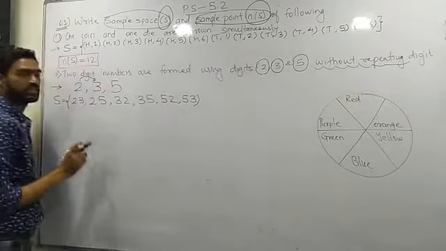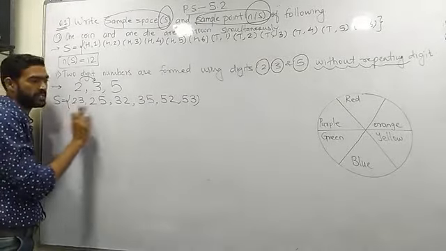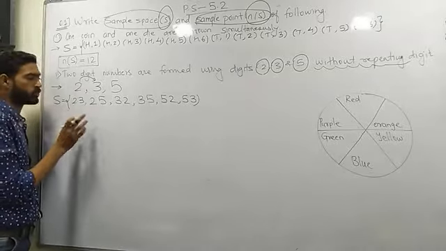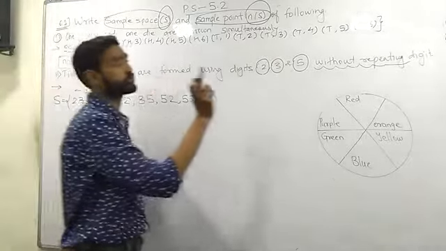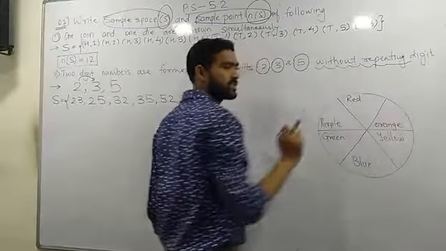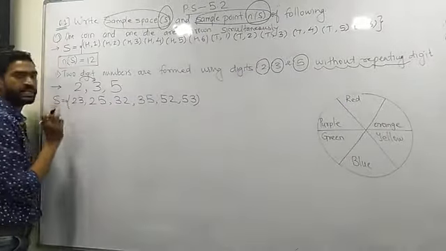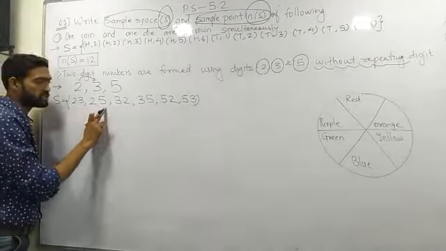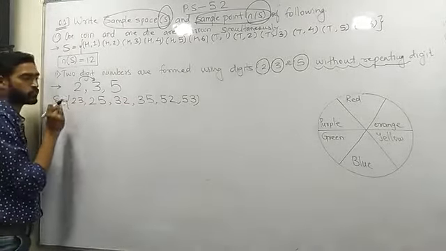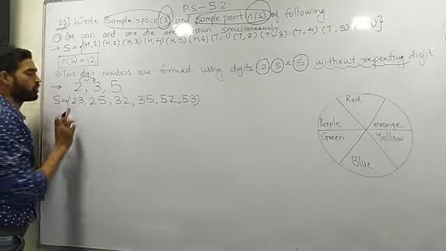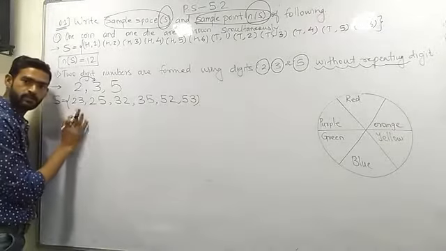Just check: is there any result which is repeating twice or thrice? No. Every result is different. And one more condition was that digits must not repeat. So have we repeated any digits like 2, 2, 3, 3, 5, 5? Is there any digit which is repeated twice? No. So this is my sample space.